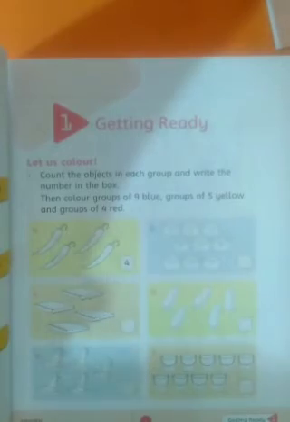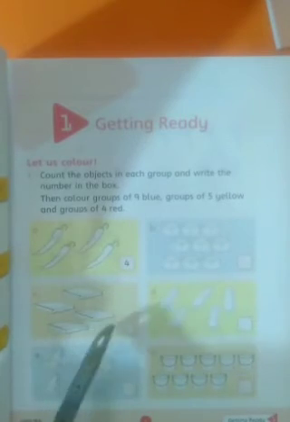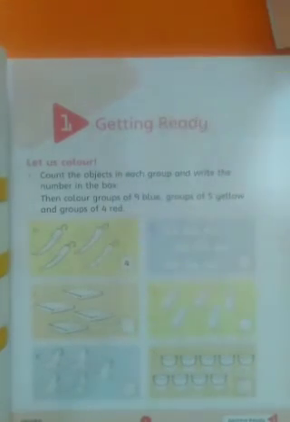Next one is the group of 4 with red. You have 4 chilies and 4 books. So A and C will be colored with red. In this way you will complete this page.